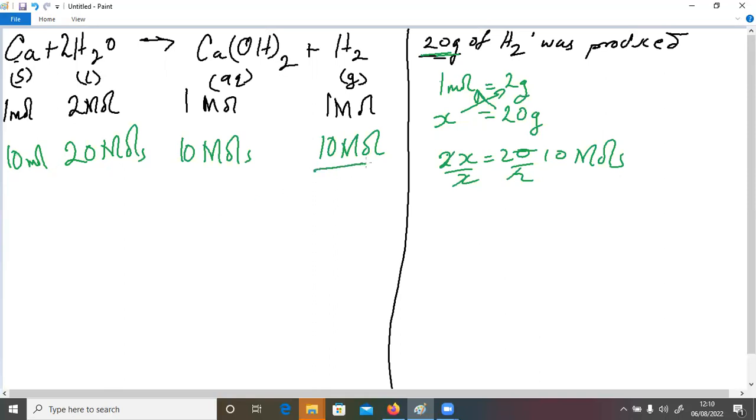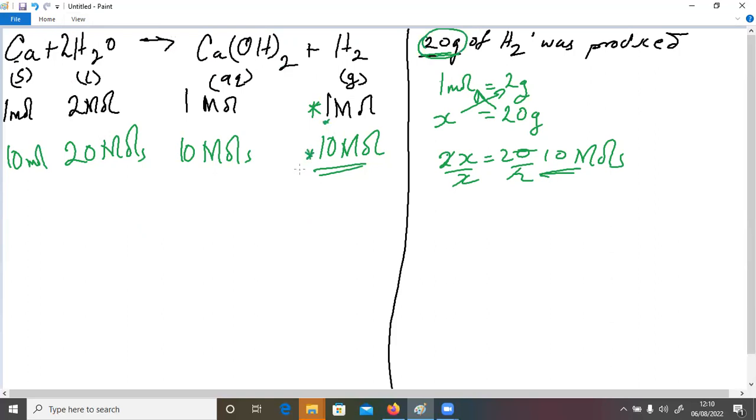So I started by being told that 20 grams of hydrogen was produced, and if 20 grams of hydrogen was produced, which from my calculation shows that it's equal to 20 moles, it implies that if my normal chemical reaction, once I carry it out, gives me 1 mole of hydrogen.